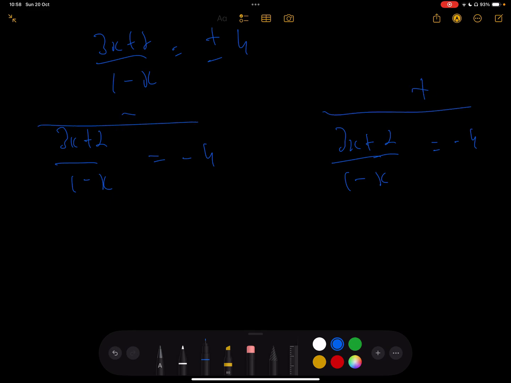So our positive side, obviously. Yeah, I accidentally put a negative there. It will be positive. Alright. So for our negative side, we would simply just multiply the 1 minus x over.